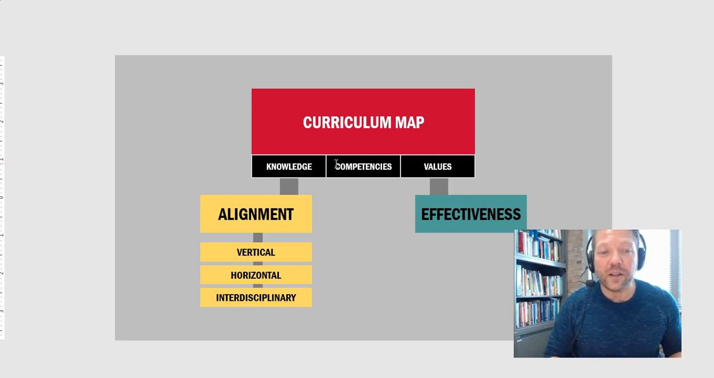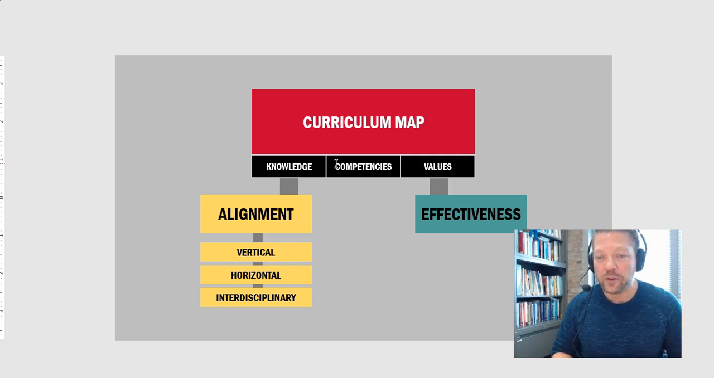The goals of a curriculum map are to ensure alignment and effectiveness. With regards to alignment, we can look at vertical, horizontal, and interdisciplinary alignment. With vertical alignment, we are looking to see how the knowledge, competencies, and values developed in one course build upon the knowledge, competencies, and values built in previous courses.